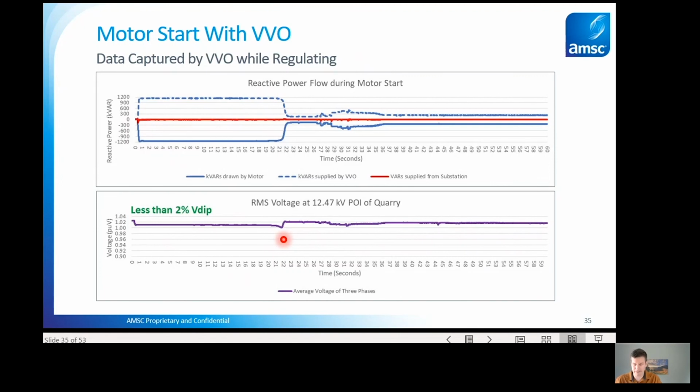So in this case, it was one VVO StatCom installed on the medium voltage feeder near that quarry and completely addressed the power quality issue.